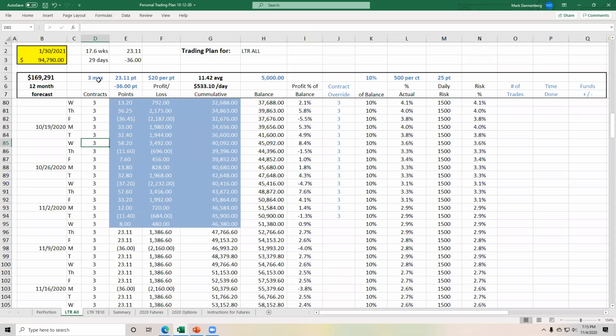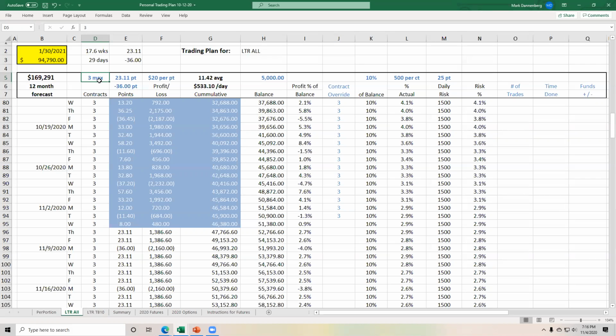Second thing, we can decide in our trading plan what the maximum number of contracts we want to trade is. We've chosen here at Options Moneymaker for this demonstration, we've chosen 3 contracts to be the max, but we can set it at whatever we want.